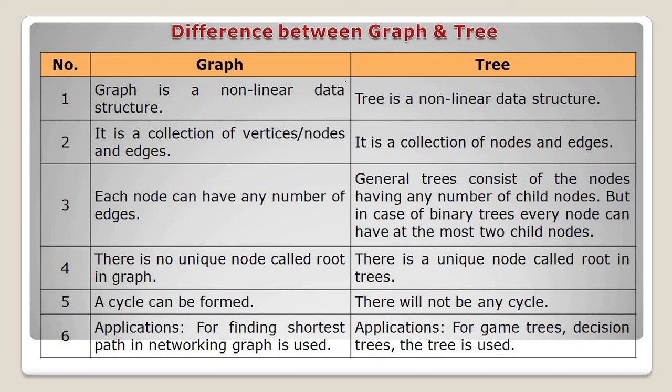The applications of graphs are like finding the shortest path, and in networking graphs are used. For the applications of trees, like game trees and decision trees, trees are going to be used. One more thing is the tree traversing techniques we are going to be using, like in-order, pre-order and post-order. In graph we are going to be using DFS. So this is all about the graph as well as the tree. Thank you one and all.